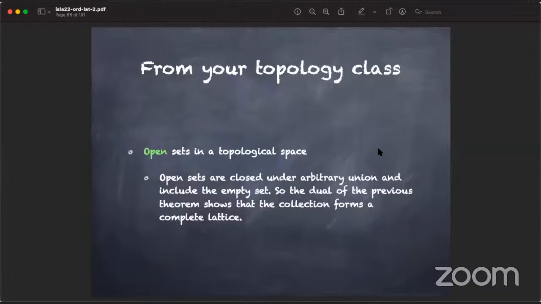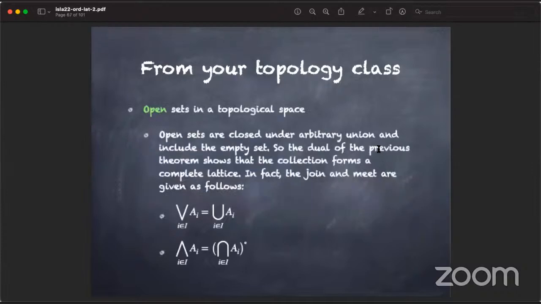So both the collection of closed sets as well as the open sets form complete lattices. And this join is of course the arbitrary union now, and meet. Can you explain to me why meet is the interior? You just think of the dual condition.